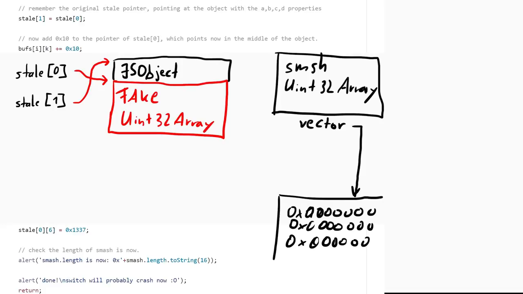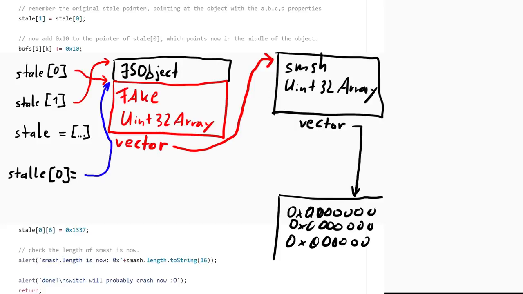We also have somewhere an array called smash. We have also set the memory location for our crafted array, the vector pointer, to point to smash, to the smash structure, not the actual memory location of the smash array. This means we have another object that we can fully control. Stale is an array. The first element of stale points to a crafted uint32 array.